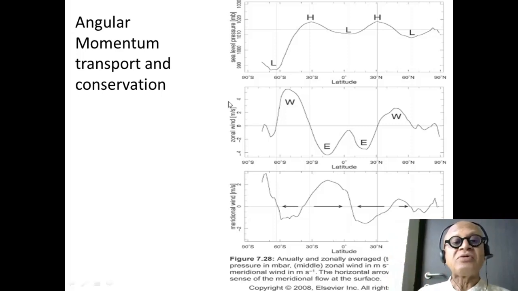Okay, so angular momentum and transport conservation can be seen with this figure we have seen before. This is the zonally averaged annual mean sea level pressure. So we have low pressure in the tropics, warm air, low pressure, rising air, deep convection, etc. We had subsidence and high pressure in the subtropical gyres, the subtropical highs. We call it the gyres in the ocean and the highs in the atmosphere. Low pressures in mid-latitudes, the subpolar lows.